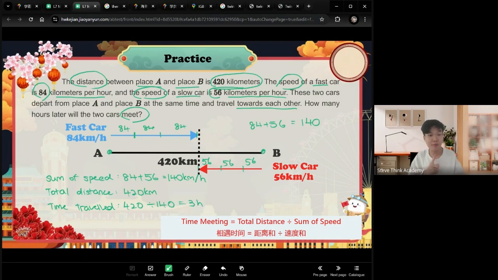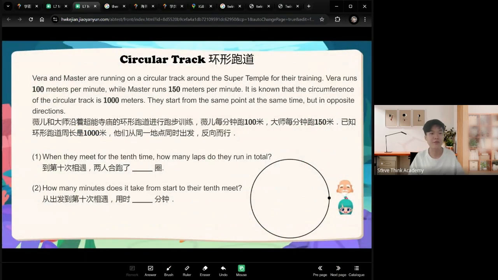And this is very important because today we are learning the same concept, but they are running in a circular track. We also need to find how many minutes they meet each other.